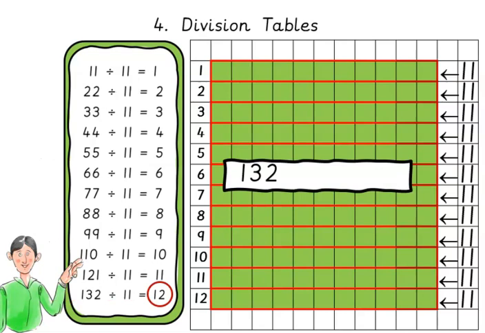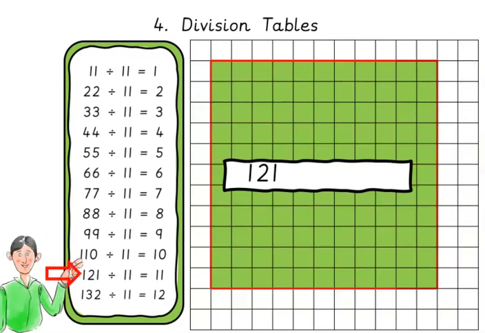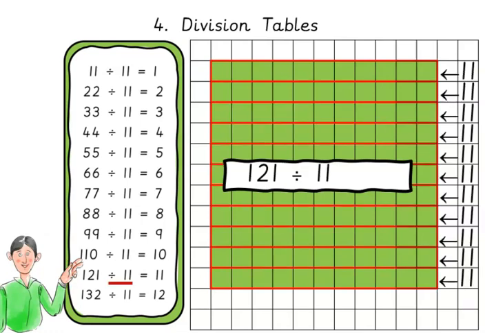So 132 divided by 11 is equal to 12. Next number is 121. And 121 divided by 11, or split into groups of 11, will give us 11 groups of 11. 121 divided by 11 is equal to 11.